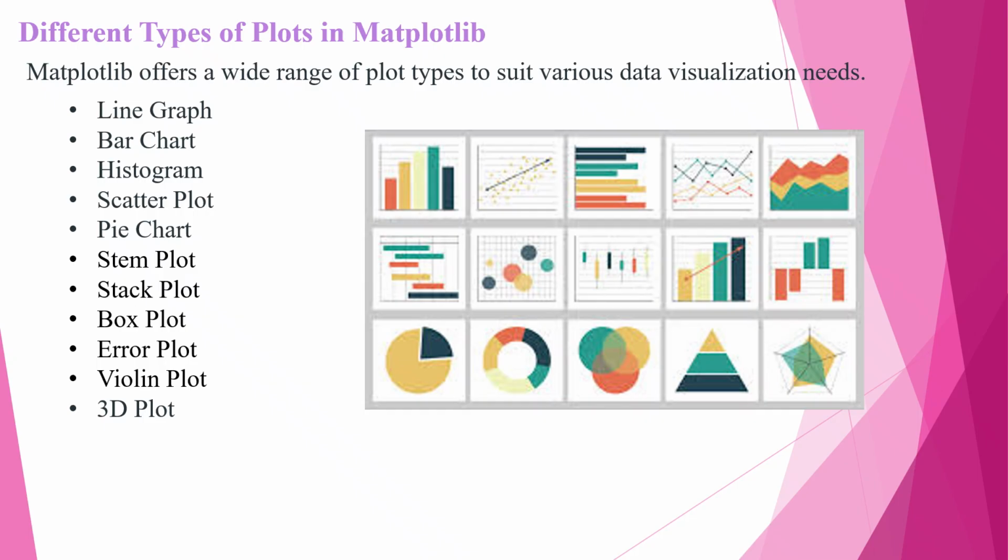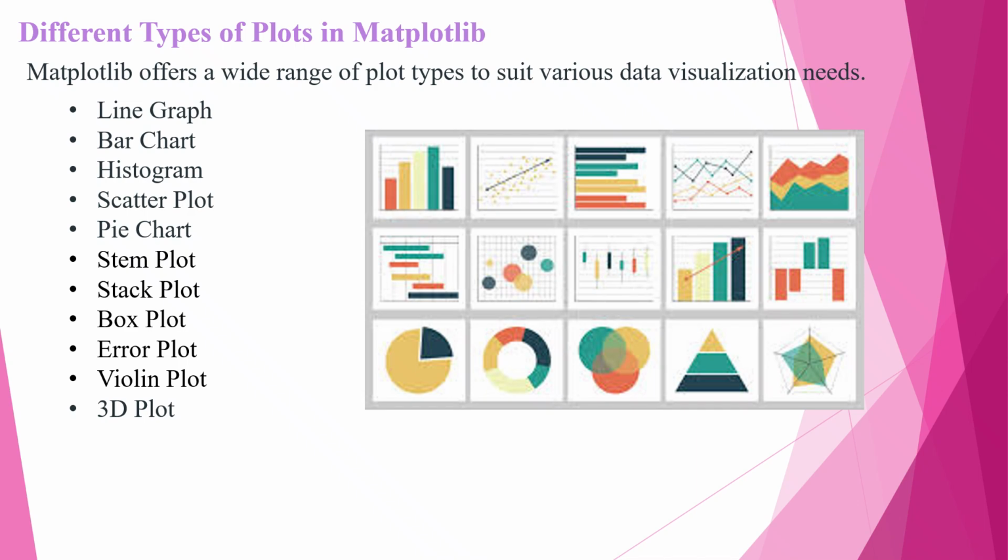Matplotlib provides a wide variety of plot types that can be used to visualize data in different ways depending on the requirement. For example, line graphs are used for showing trends over time, while bar charts help compare values across categories. Histograms are used to understand data distribution, and scatter plots show relationships between variables. Pie charts represent proportions, while stem plots are useful for discrete data.